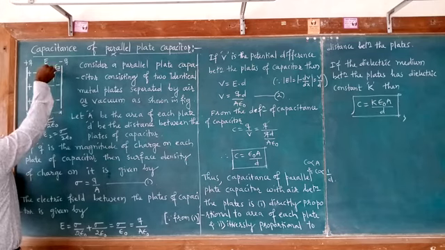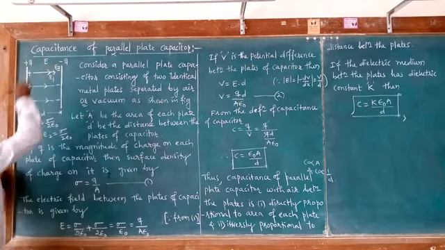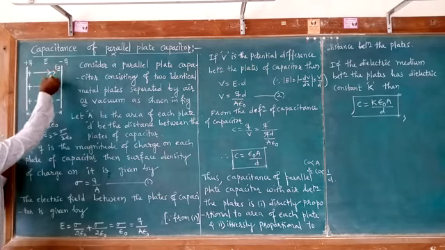The direction of E2 is towards the negatively charged metal plate, along with the direction of E1.